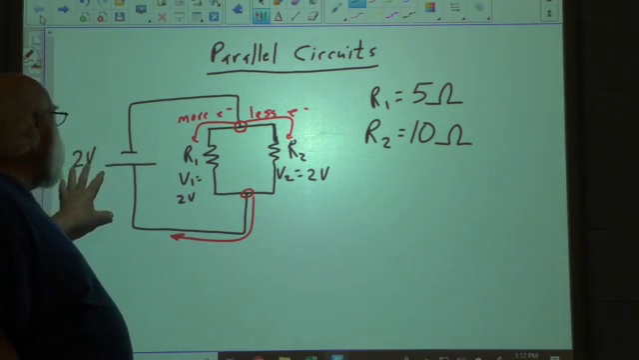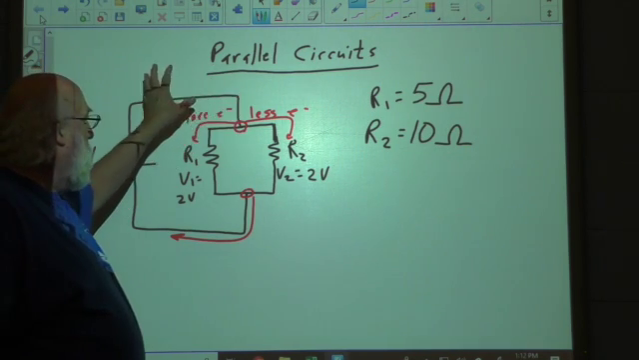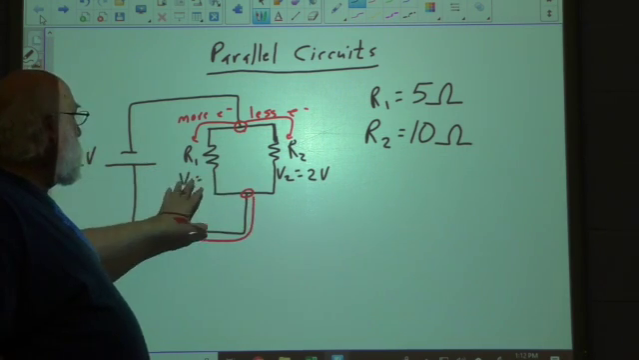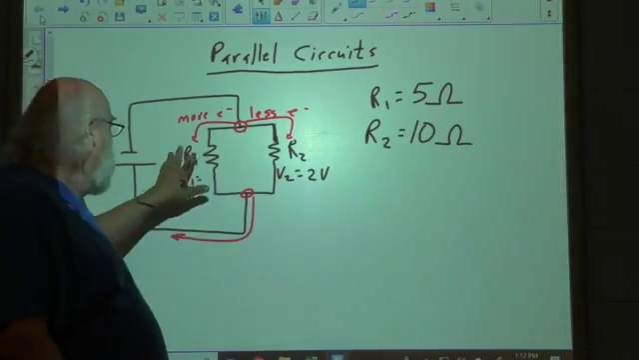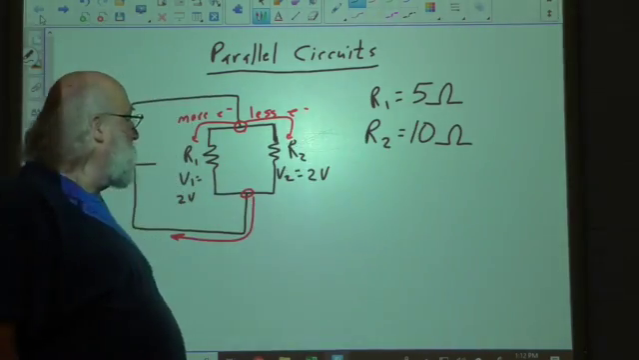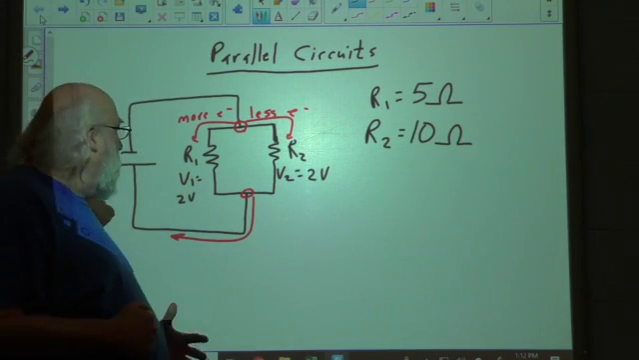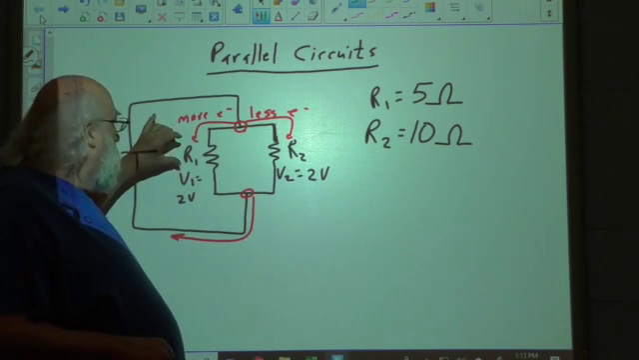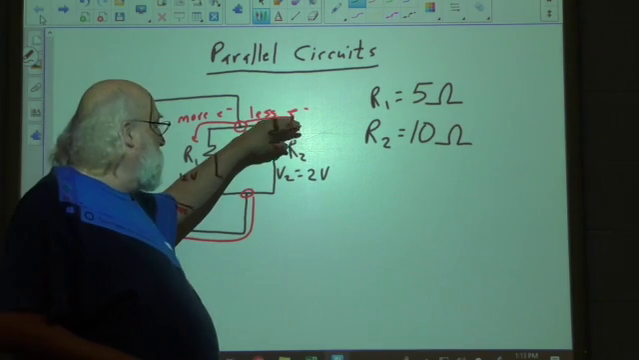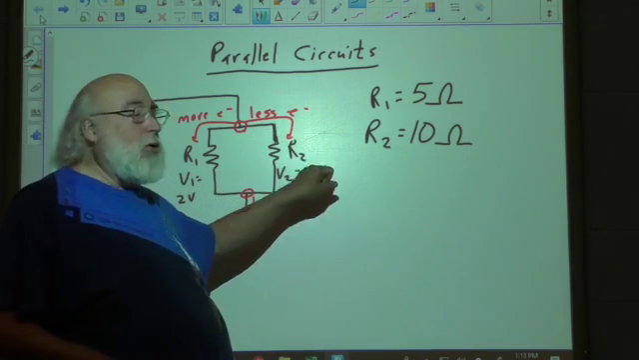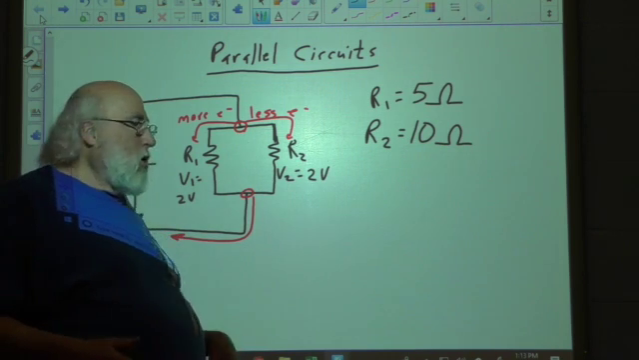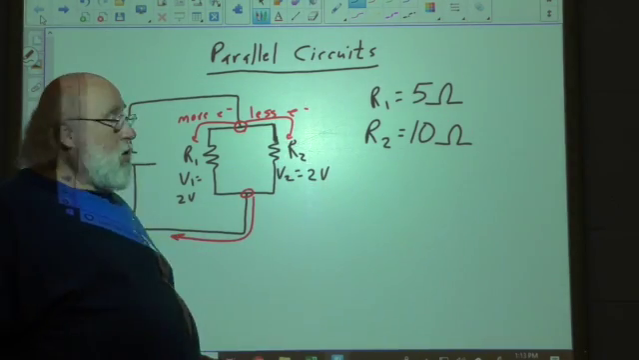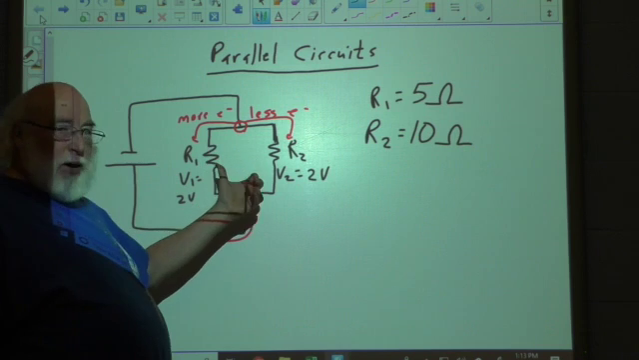We have a 2-volt battery plugged into a circuit. When it gets to this point right here, you have 2 resistors, one of which is 5 ohms, and the second one is 10 ohms. Because there's less resistance here, you're going to get more electrons going towards the small resistor as opposed to the bigger resistor. You've heard the expression, take the path of least resistance. This is literally an example of it. So the current's going to split up here.